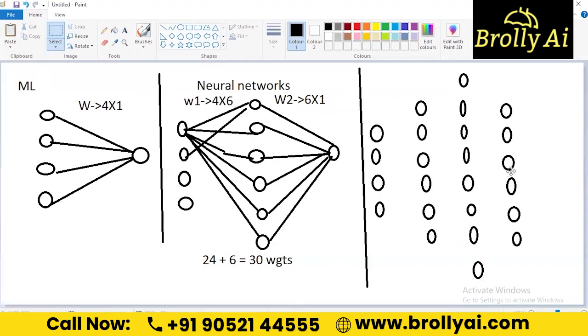Just observe this. One output layer finally.